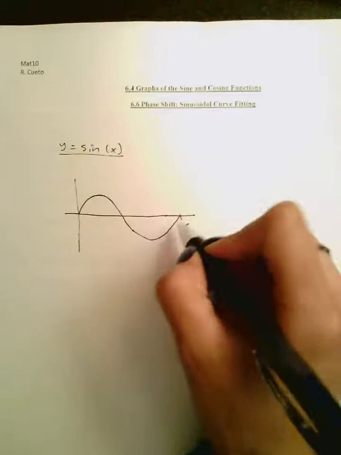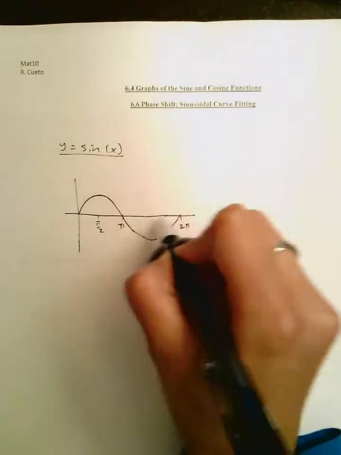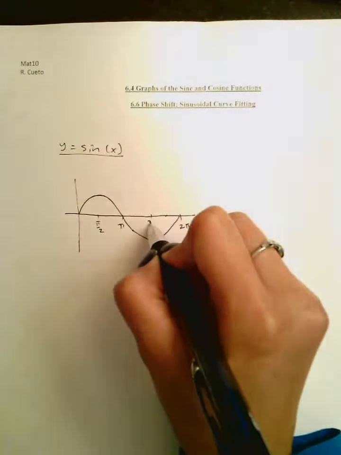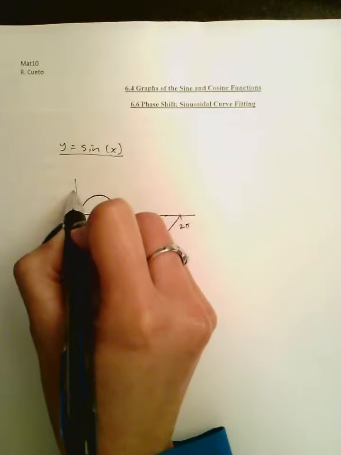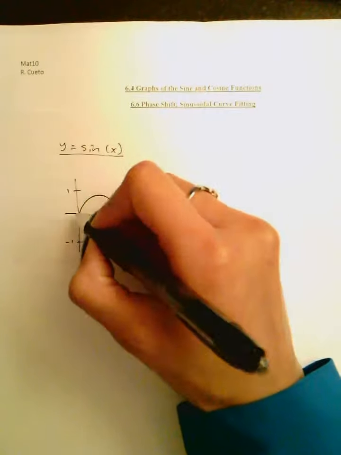So this part is 2 pi. This in the middle is going to be pi. This would be pi over 2. This would be 3 pi over 2. And this function also oscillates between -1 all the way to 1. So then we have 5 basic key points given this sine function.